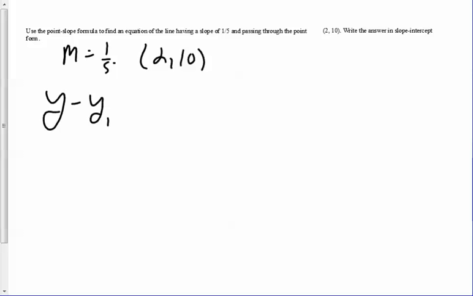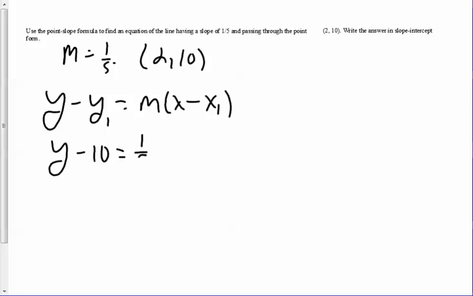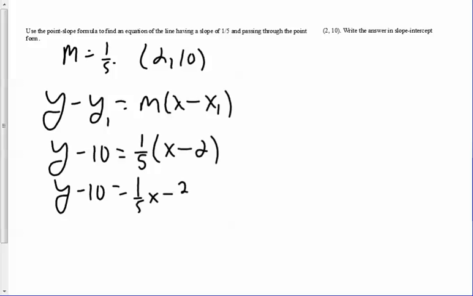Use the point-slope formula to find the equation. You have the slope of 1 over 5, and you go through the point 2 comma 10. So we're just going to use point-slope. y minus y1 equals m times x minus x1. So we go y minus 10 equals 1/5 times x minus 2. Distribute that 1/5, so you got 1/5 x minus 2/5.